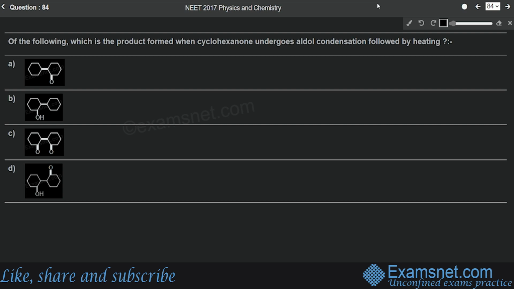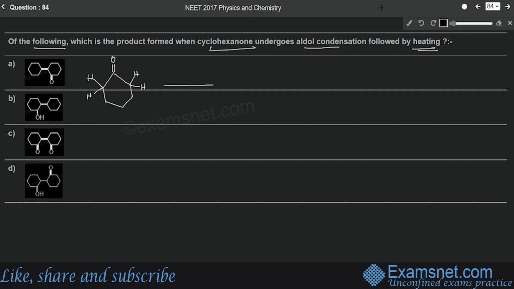Now question number 84 is again from the chapter aldehydes, ketones and carboxylic acids. And the question is, of the following, which is the product formed when cyclohexanone undergoes aldol condensation followed by heating? Okay, so let's draw the cyclohexanone molecule first. We have a cyclohexane ring here. Then we have a keto group here. This is cyclohexanone. Okay, now we know that there will be 2 alpha hydrogens at this point and there will be 2 alpha hydrogens at this carbon as well.